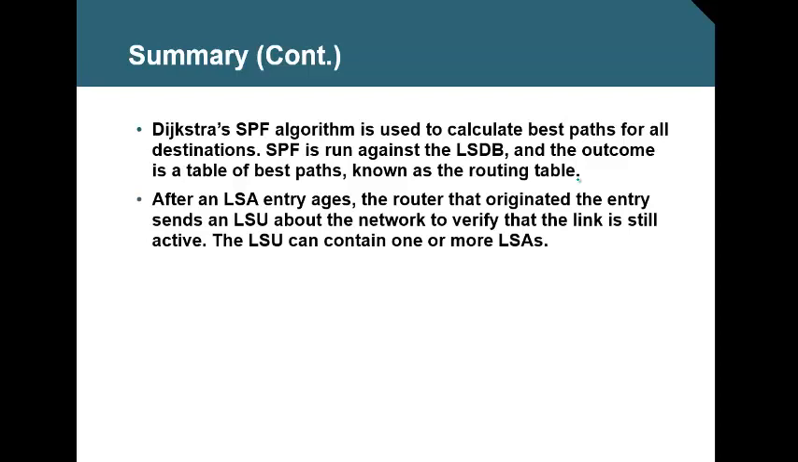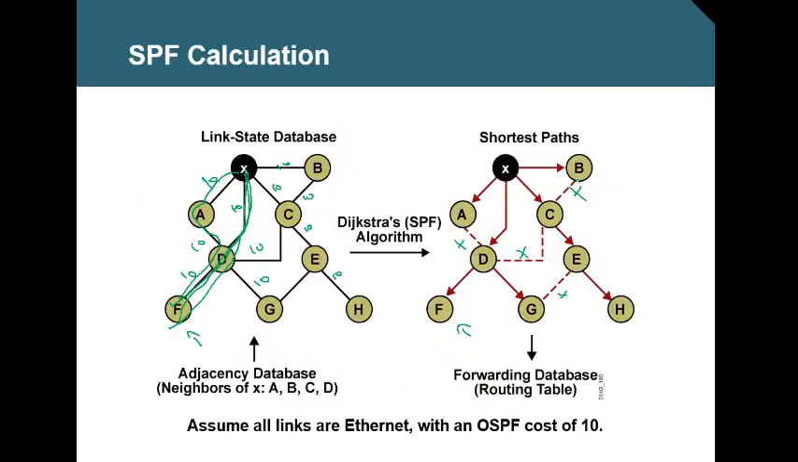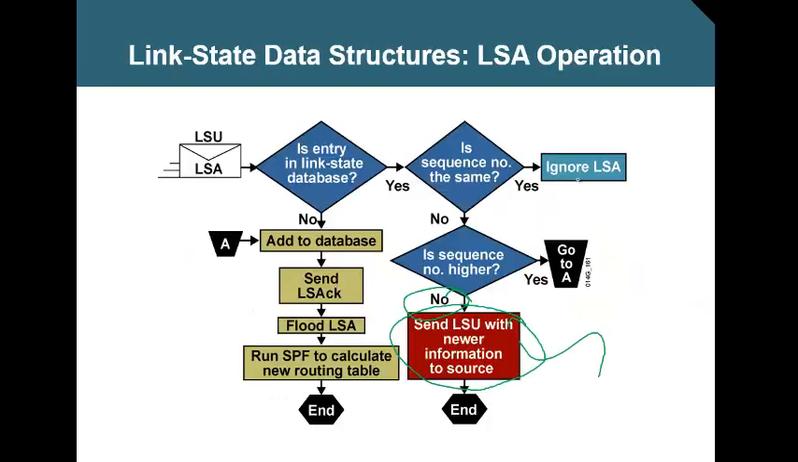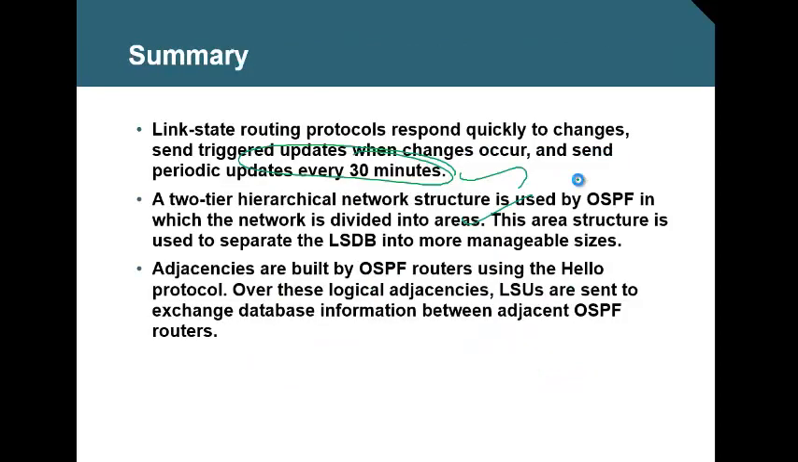Right, and then we spoke about how the shortest path first calculation happens. We also learned how the database is updated when a new LSA comes. It is based on the sequence number. If the incoming sequence number is higher, then I need to update my database. If the incoming sequence number is lower, which means I am already updated and the sender is not updated, so I have to update the sender. Right? So it's the sequence number that makes the difference.